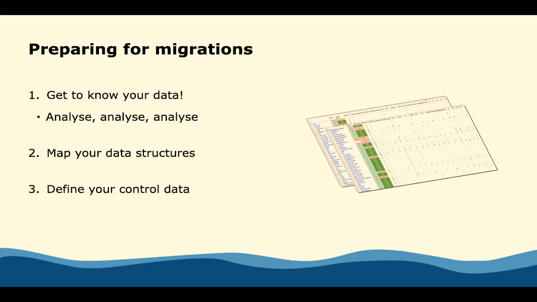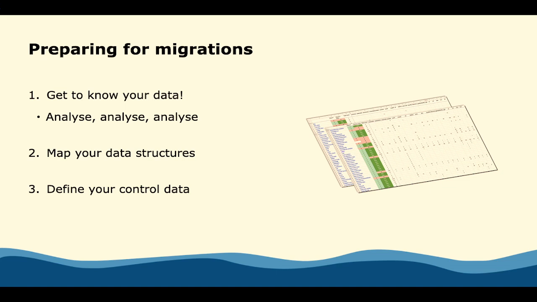So you start by mapping your data structures. You create a spreadsheet, is what we did, for every single entity, and you map it to where that data is going to live in the new site. This process can take a while. It can take weeks, it can take months, depending on the size of your migration and how many sites you're doing.